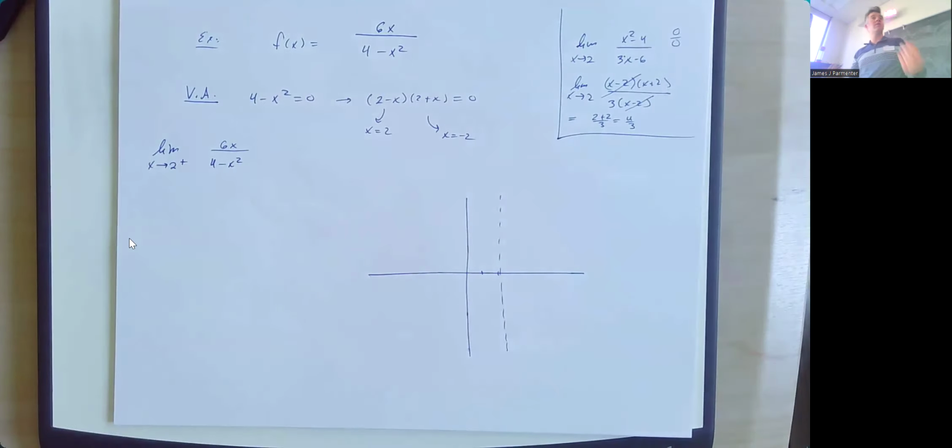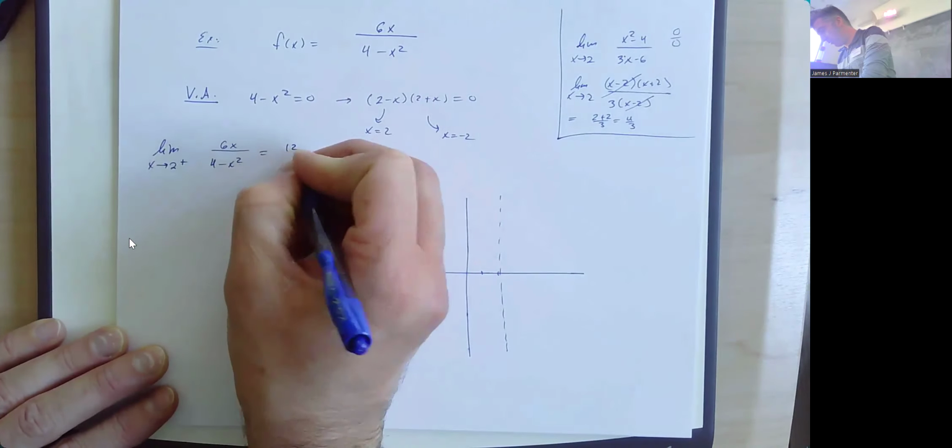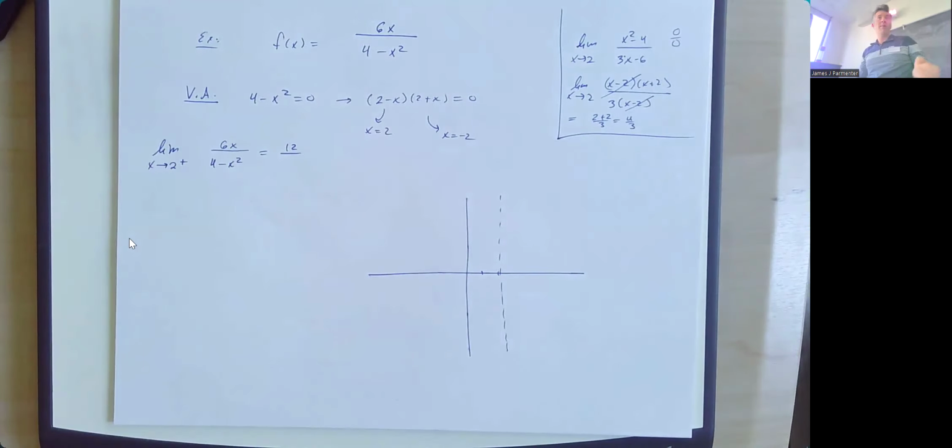Now, if I plug in 2, I'm going to get 12 on top. I'm going to get 4 minus 4 on the bottom, which is 0. Here's where I want to be a little extra specific. Technically, the number I'm plugging in is a little bit bigger than 2. And if it's a little bit bigger than 2 and I square it, it's still bigger than 2.